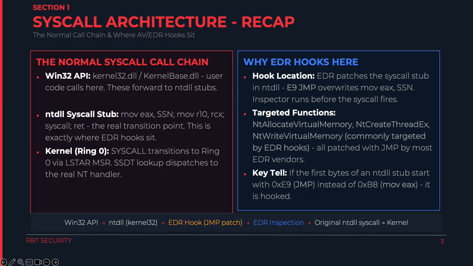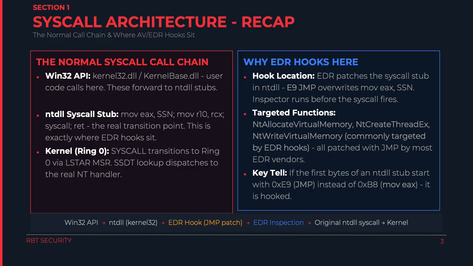That is precisely where antivirus and EDR products place inline hooks. They overwrite the first bytes of the stub with an E9 jump instruction. This instruction redirects execution through the inspection engine before allowing the real kernel transition to proceed. The key diagnostic that allows us to identify this is if a stub starts with E9 instead of the expected B8 for the instruction mov eax, that function is hooked.